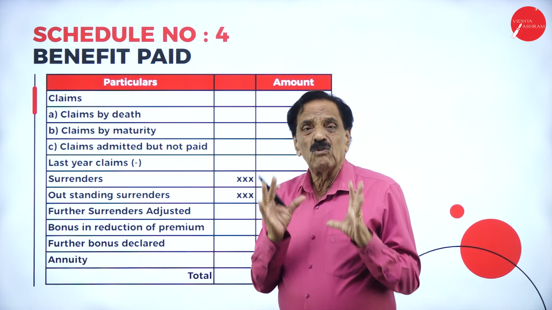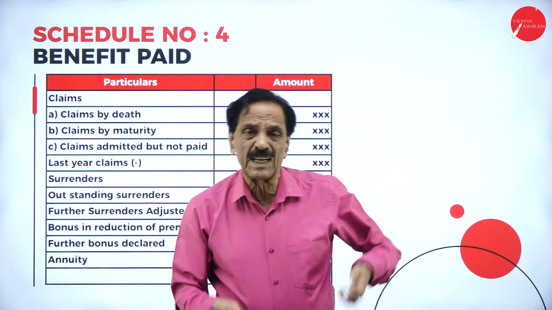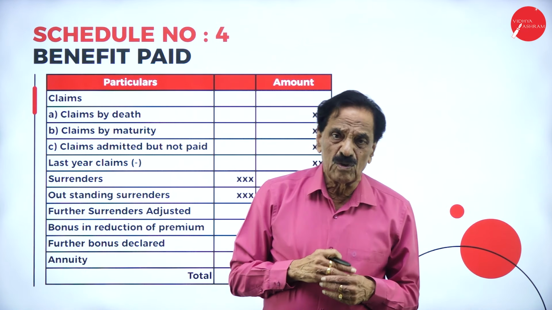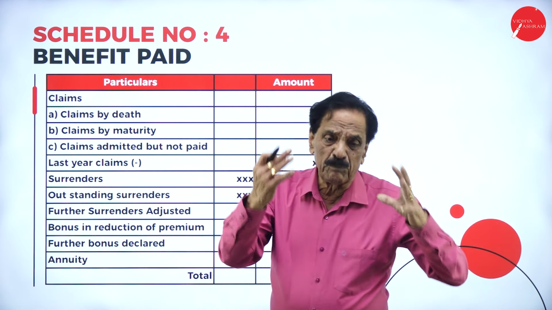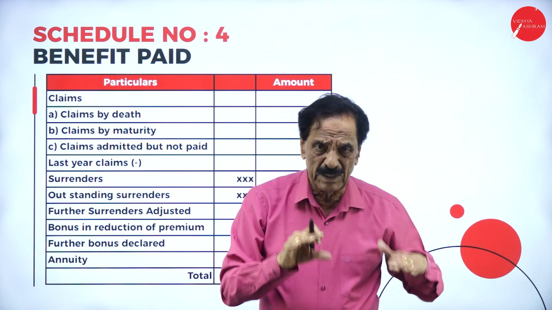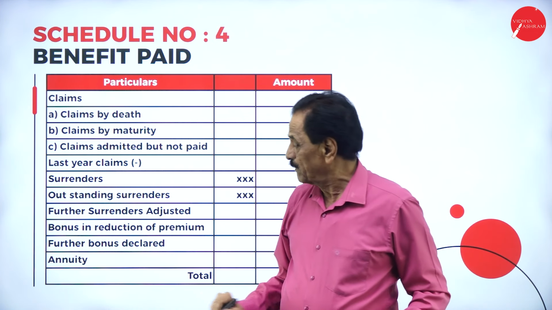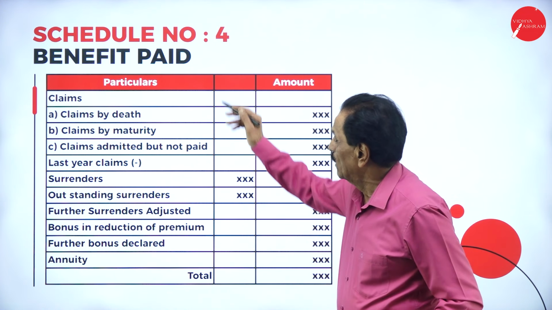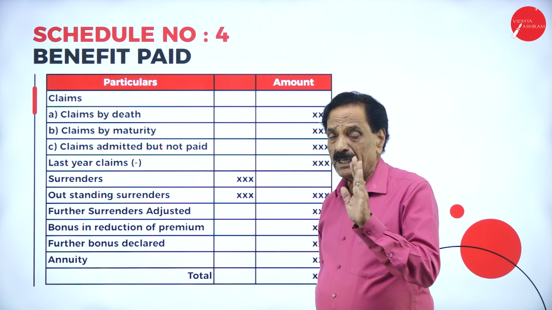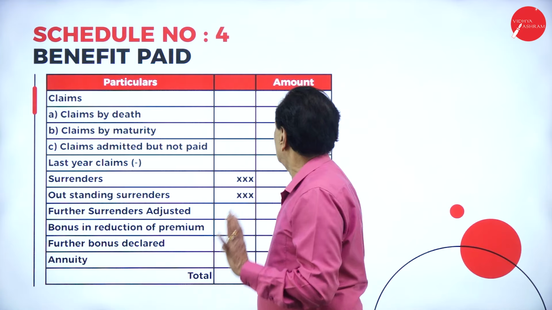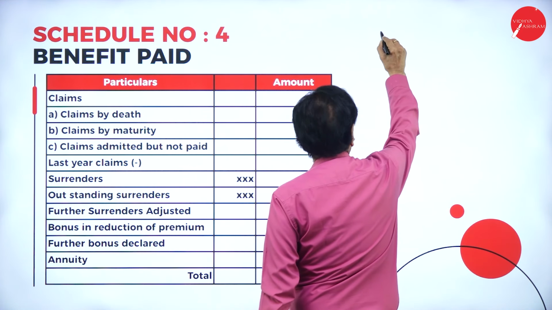Annuity: just like a bank, here also money will be put in the insurance company. So they may put some amount, and every month they have to receive the interest. Annuity, once in a year they can get back their money. This is where annuity is income. So 4 items, claims made. So benefit paid, 4 items.